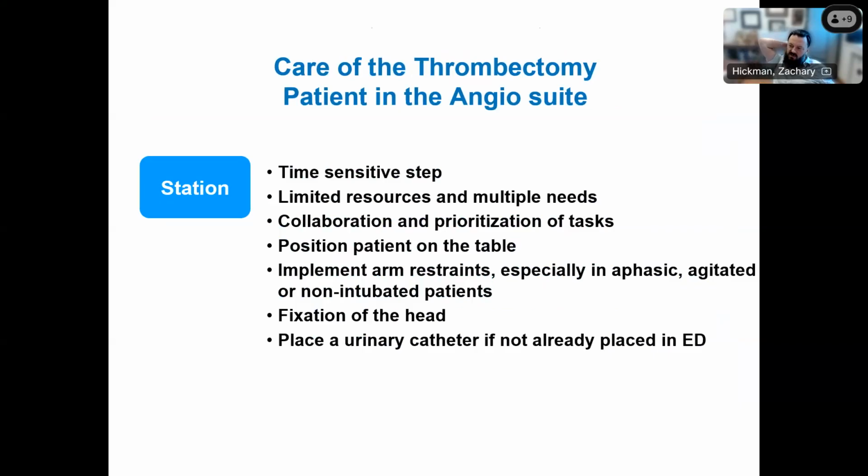We need to make sure that the patient is positioned on the table. We need to make sure they get arm restraints, especially if they're aphasic or agitated or non-intubated patients. Need to fix the head so that the head's going to stay still during the procedure. And then if it hasn't been placed yet, placing a Foley catheter in the patient.